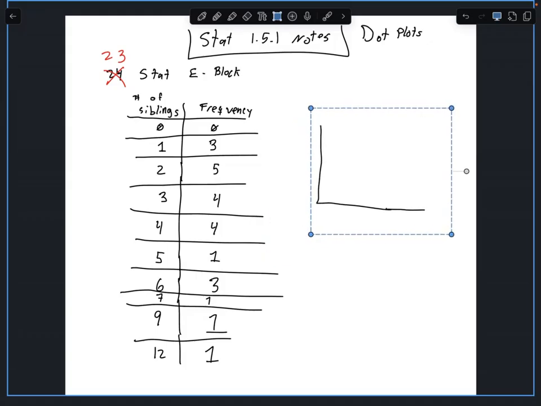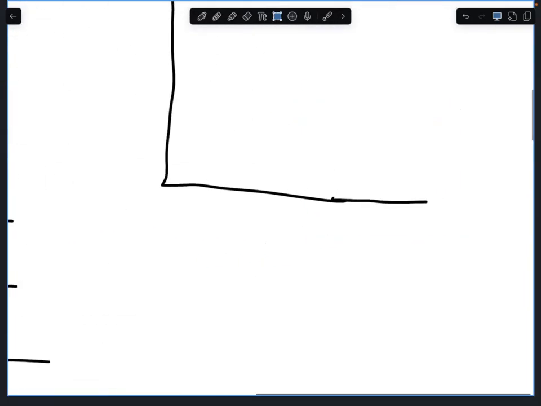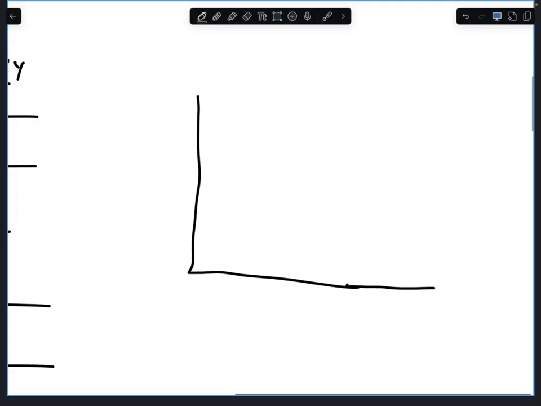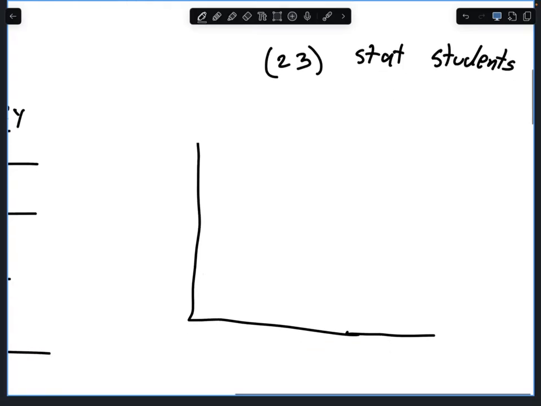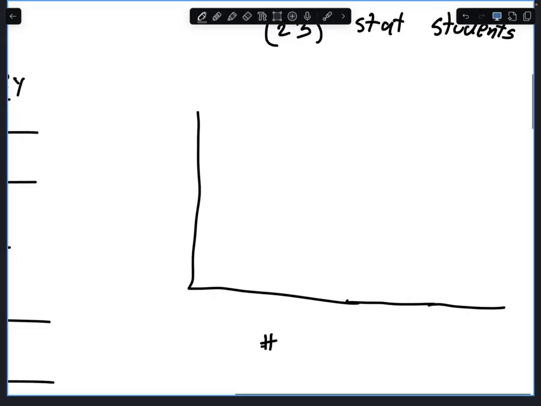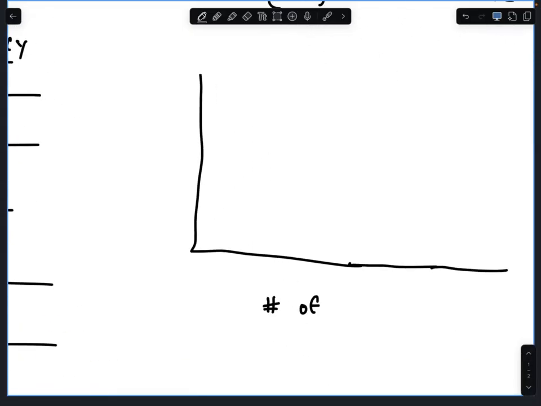So in making this dot plot, I'm going to move over here to the dot plot so we can see it nice and clear. We should still label what we have. So we have 23 stat students. You don't have to always write the number, but we want to identify who this data is about. The data should also tell us what the variable is. So what information did we collect from each of the students? The number of siblings.